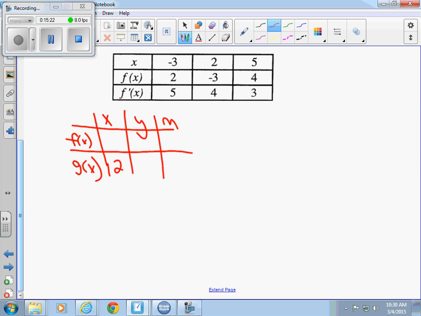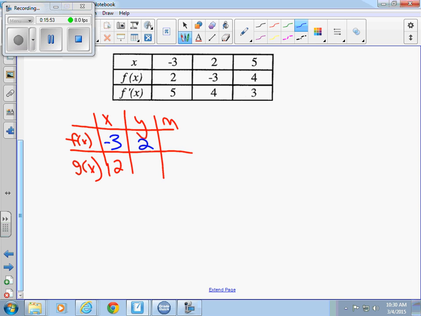So now I need to go back and fill in the table. Well, I know that 2 is an x value on g of x. What kind of value is it on f of x? Y value. Which means what's the corresponding x value? -3. How did you find that? Good, it's in the table. At -3, f of x is 2.